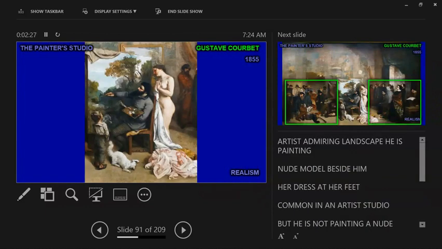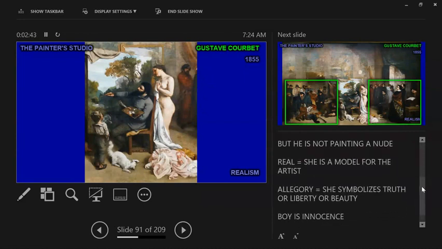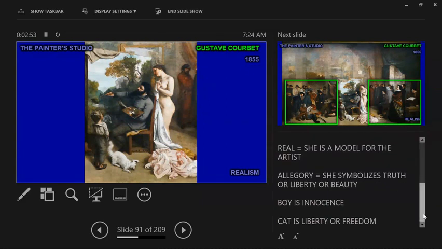So in the center, we have an artist admiring the landscape that he is painting. We have a nude model beside him. Her dress is at her feet. And this is a common sight in an artist studio of having a model there. But he is not painting a nude. So the real part is that she is a model for the artist. The allegory part of this is that she symbolizes truth or liberty or beauty, or something of that nature. The boy would represent innocence, and the cat might represent liberty or freedom in this instance.